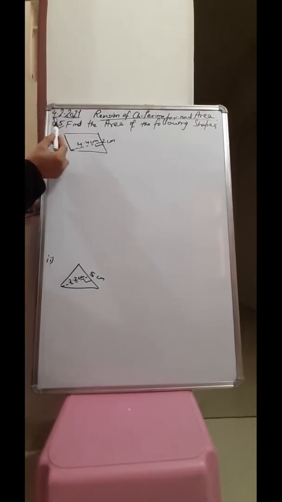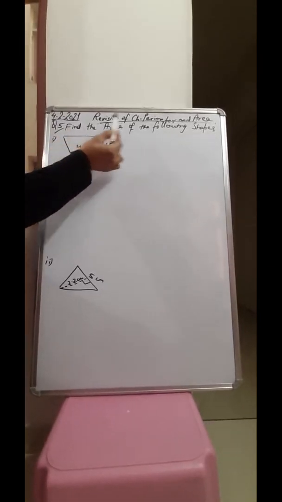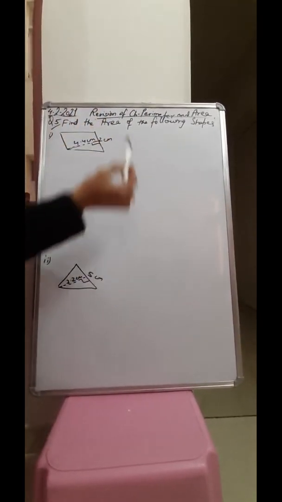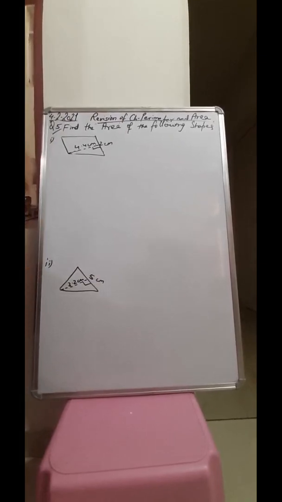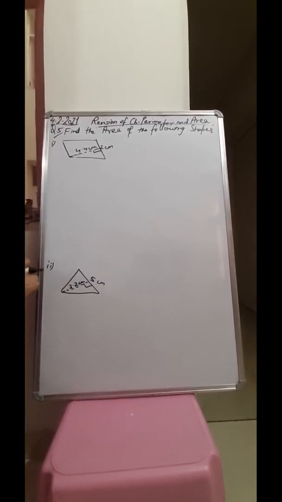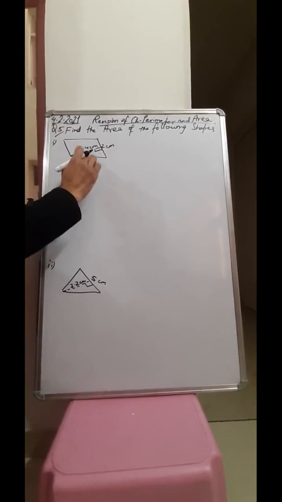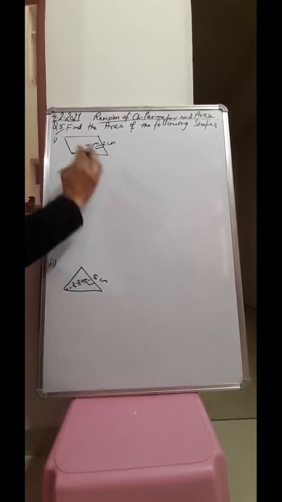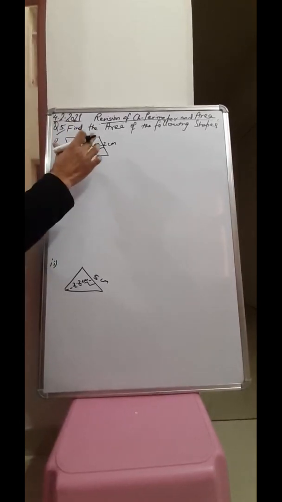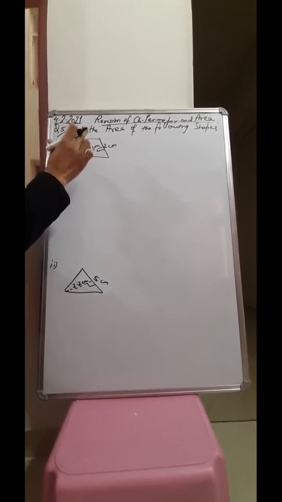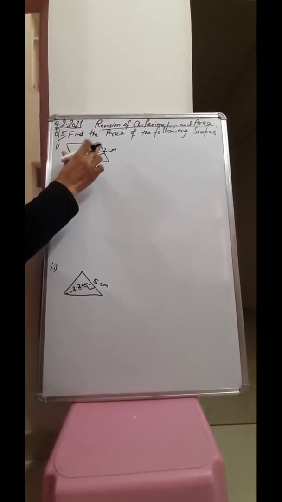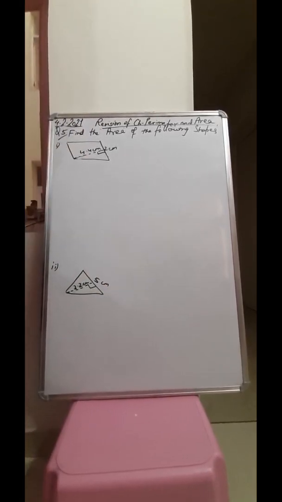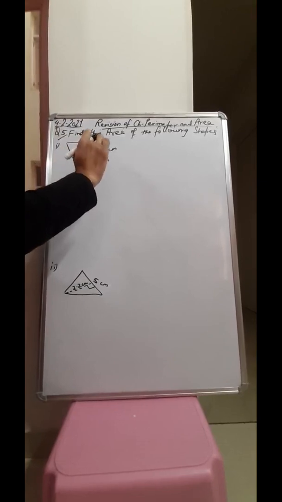Students, in question number 5, find the area of the following shapes. In this question number 5, we have been given shapes and we have been asked to find out the area. The first shape is in the form of a parallelogram, and a parallelogram is a shape which has opposite equal sides, where the parallel sides will never meet each other.